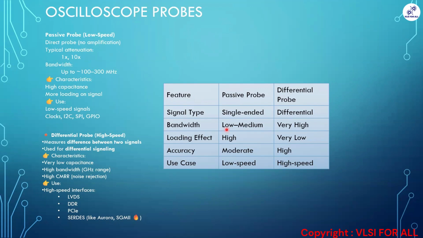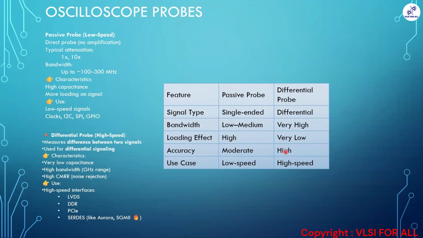Coming to the differential probes, they have high bandwidth, in the range of gigahertz. The loading effect is high in the passive probes and low in the differential probes. Coming to accuracy for low speed IPs, it is not that difficult to see the signal, so accuracy will be good or moderate in low speed when using the passive probe. And when using the differential probe, we use it for high speed for the accuracy.